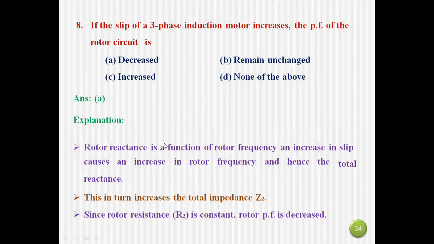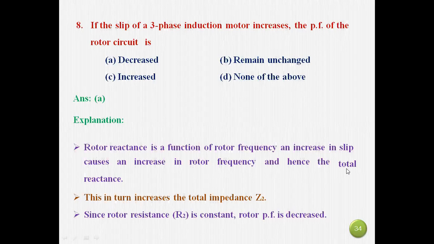So we can say that as the rotor reactance is a function of rotor frequency, and if we are increasing the slip, it will cause an increase in the rotor frequency. So you will get an increment in Fr, and hence there is an increment in the total reactance. So we can say that it will increase the total impedance, because here we are increasing the reactance.